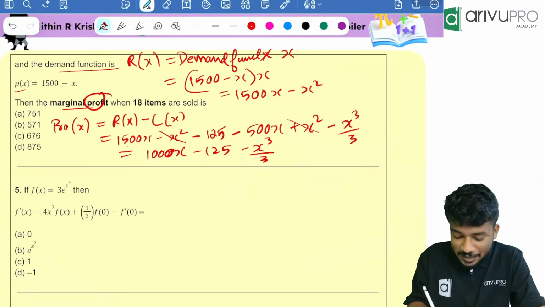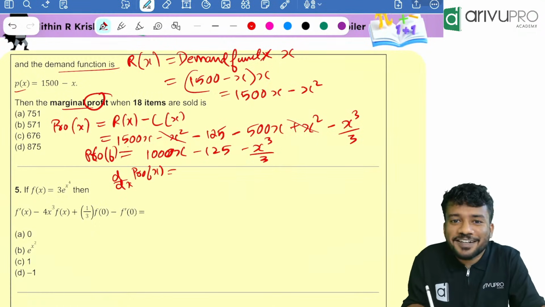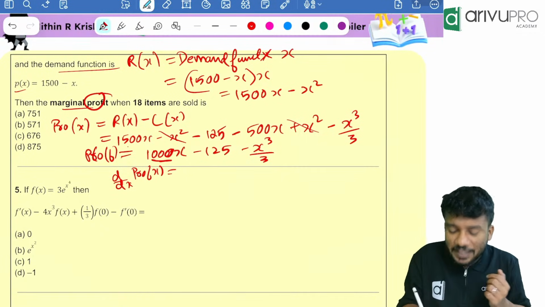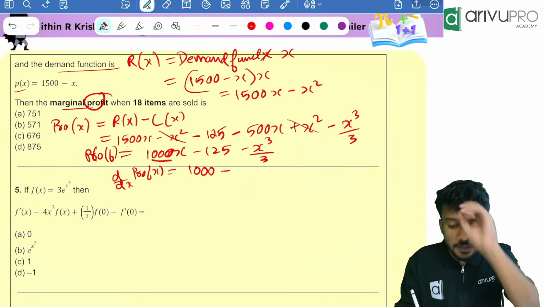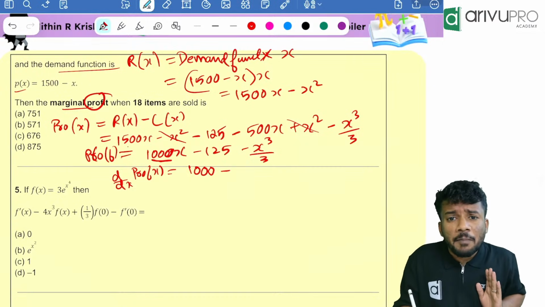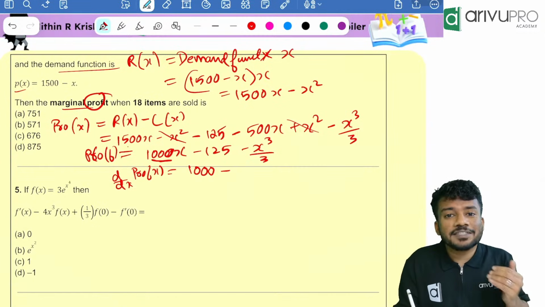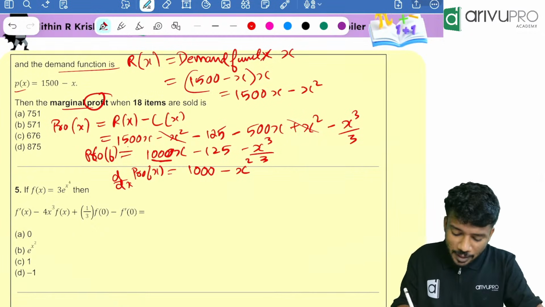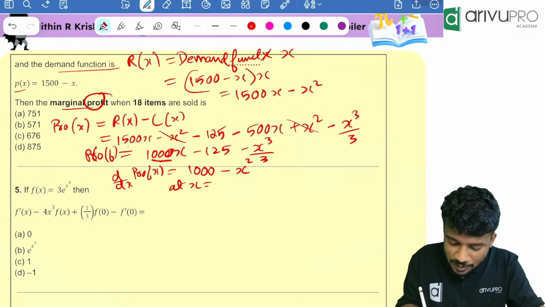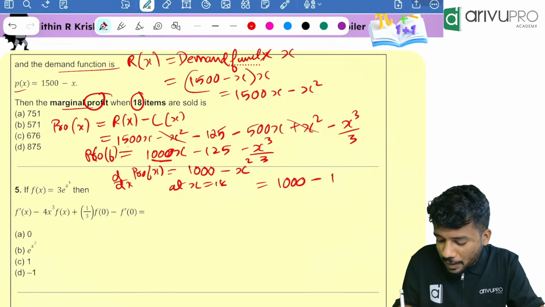Now we need to find marginal profit. In order to find marginal profit, what will you do? d by dx of the profit function. Got the logic? Derivative of 1000x is how much? 1000. Derivative of the constant 125 is how much? 0. Then minus of derivative of x cube is 3x square. So 3x square divided by 3, the 3 will get cancelled off. Who will remain? Minus x square. Now the question is, at x is equal to 18, the marginal profit is how much? Minus 18 square.